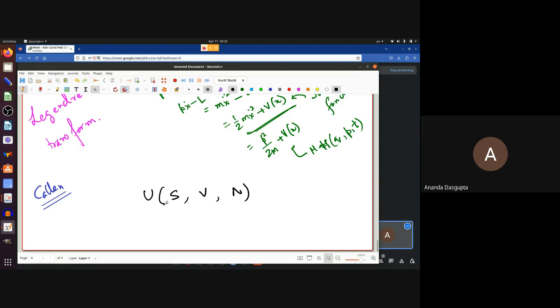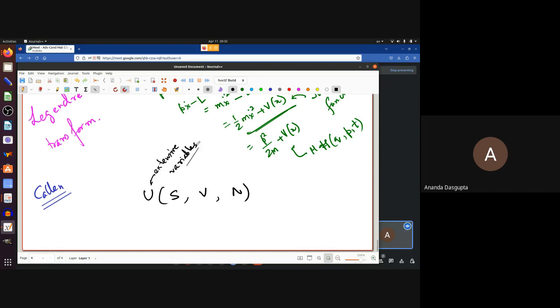S becomes doubled, V becomes doubled, N becomes doubled, right? You have two identical copies of the system. If you have lambda identical copies, each will become lambda times. What do you call such variables, variables which scale up with the number of copies of the system? In thermodynamics, they have a special name. Each one of these variables is an extensive variable. Remember the extensive and intensive variables that we talked about?